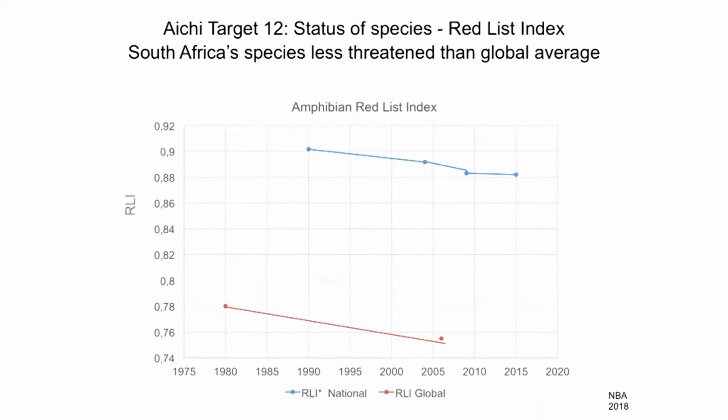So comparing that to the global targets, the bottom is the Red List Index global target for the amphibians, and you can see the South African target is way higher. So although amphibians are quite threatened, in South Africa, we are fortunate that it's actually less threatened than the global average. So amphibians are actually quite an important group for us to try to conserve.